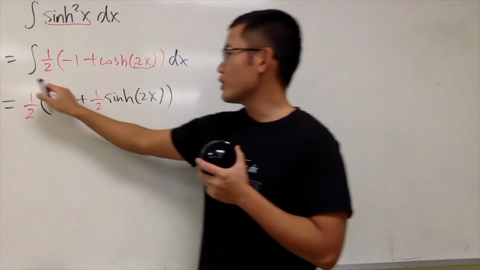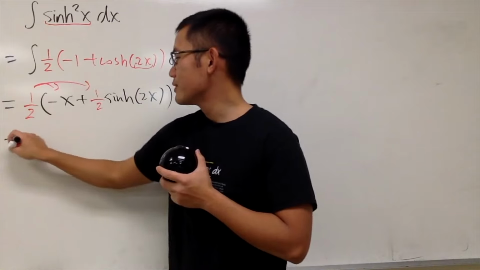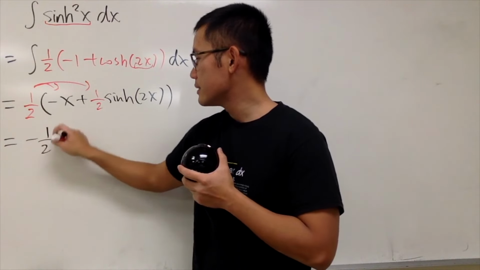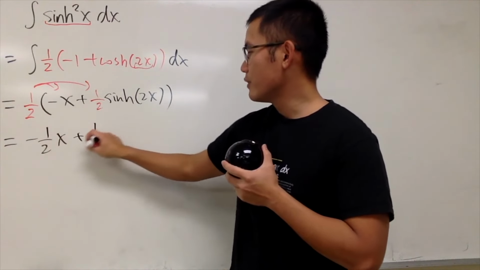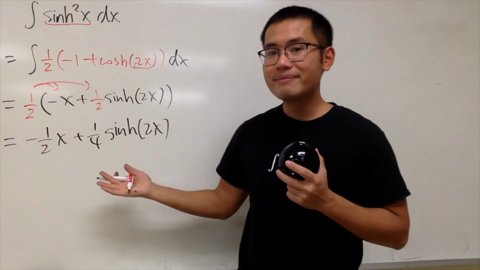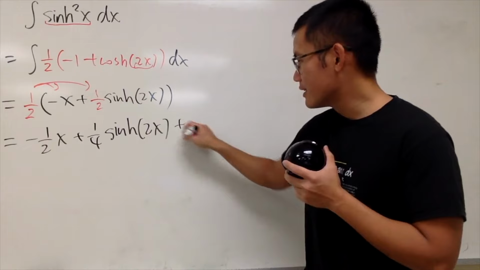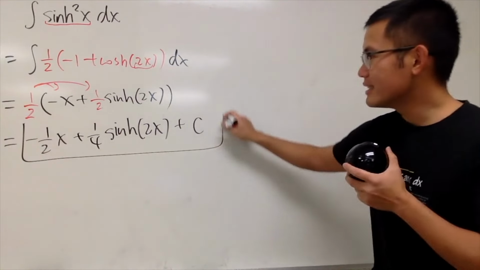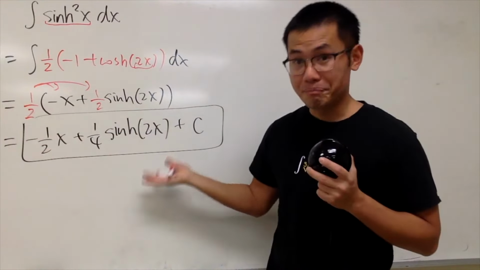So in the end, of course, we can just distribute the 1/2. So we get -1/2 x and plus 1/4 sinh of 2x, and we're done. Of course, don't forget the plus c. And with that, we are done.